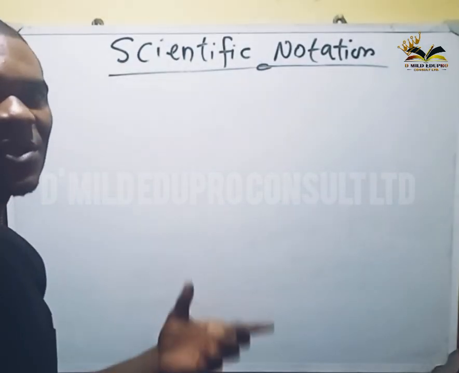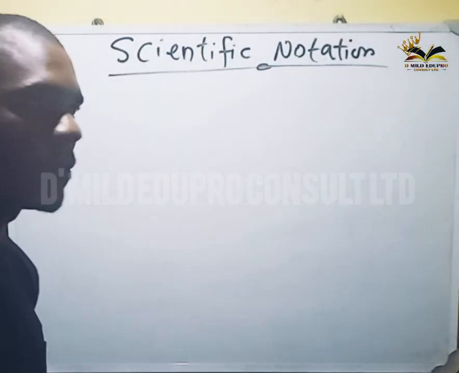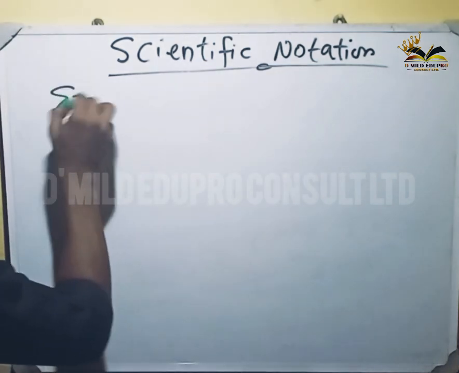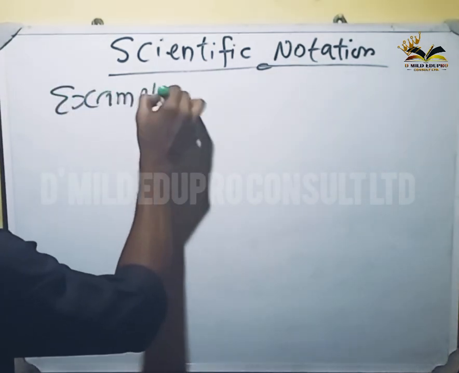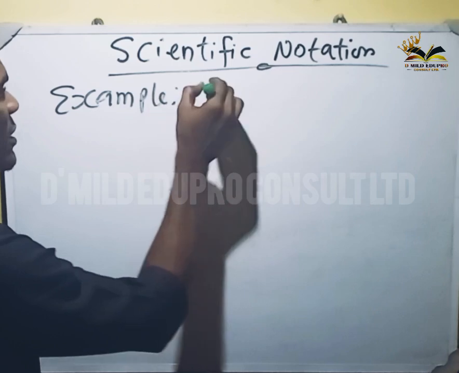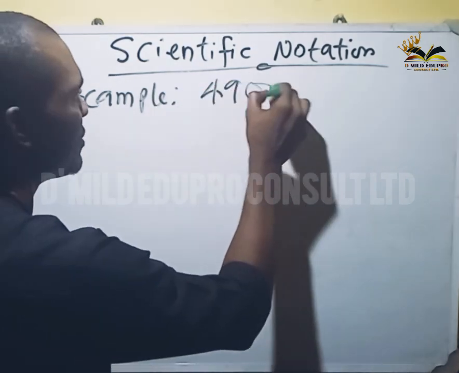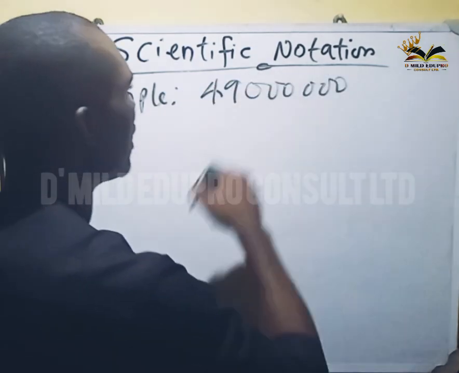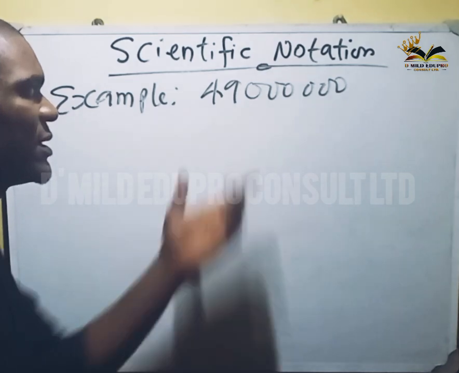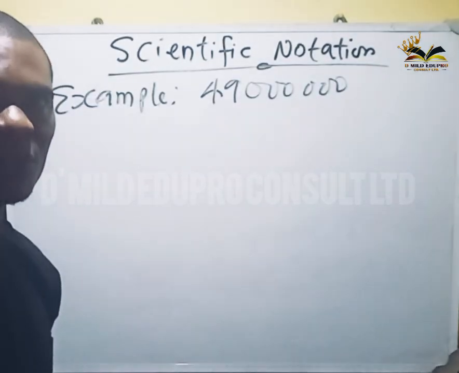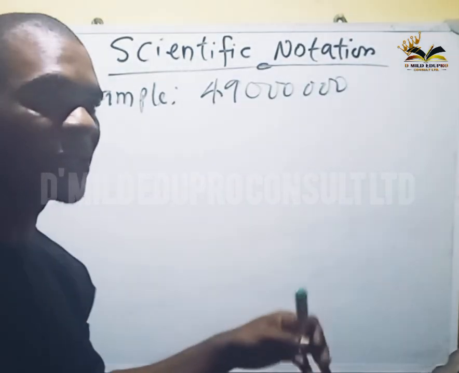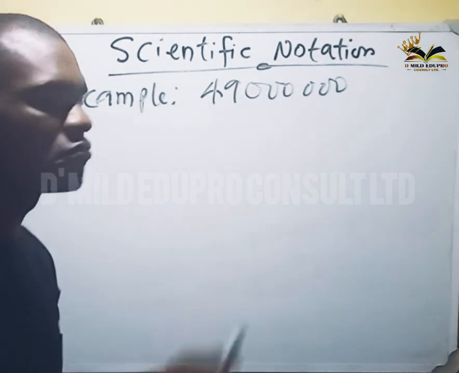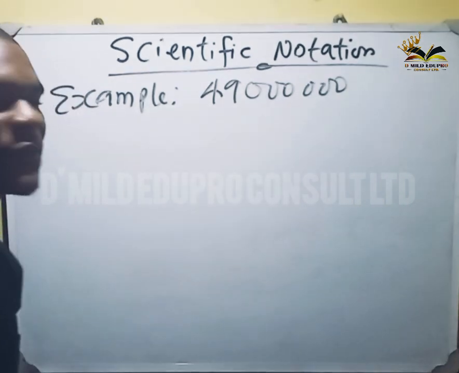We'll be writing the large number in scientific notation form. Okay. Now let's say we were given this example. They asked us to convert 4900000 into scientific notation. Now, this large number is around 49 million if you are to pronounce it, for those of us that know how to pronounce figures. But how do we now write it into scientific notation?